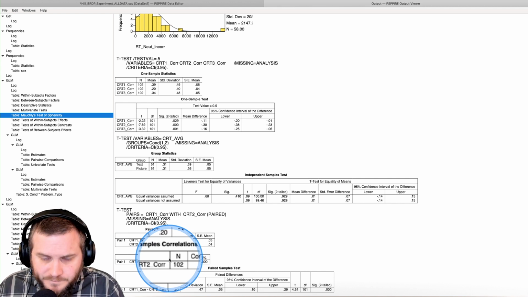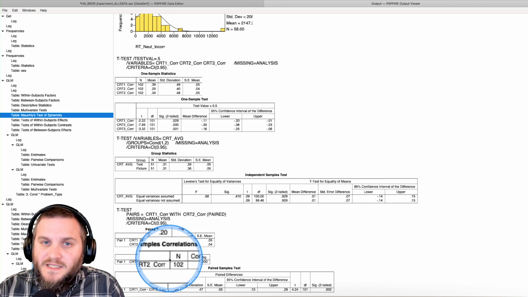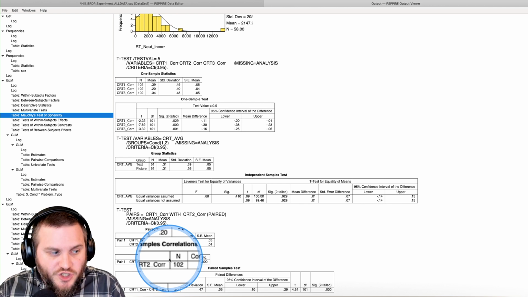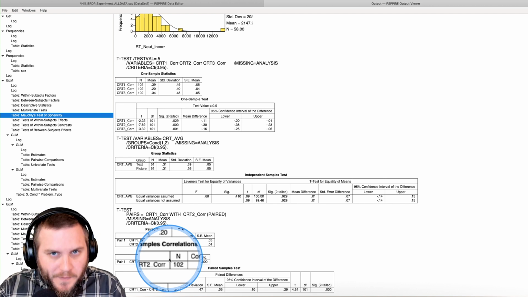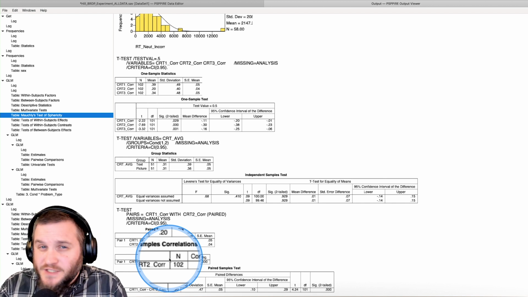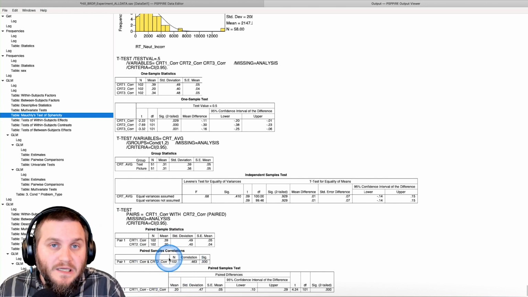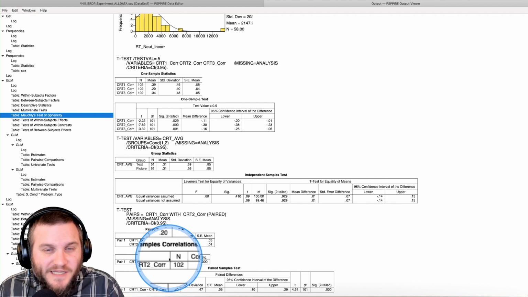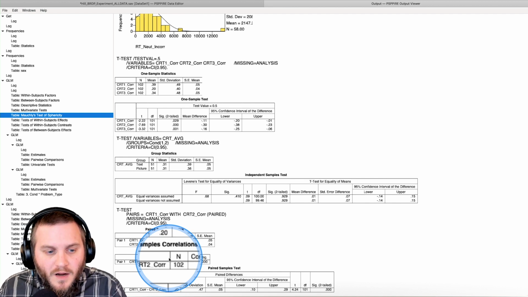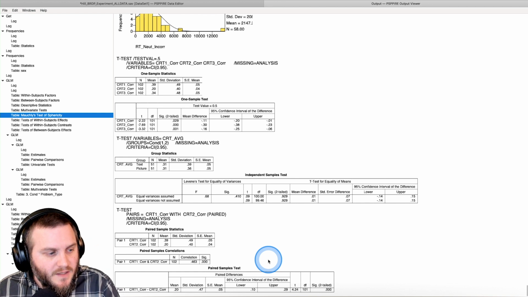Now, SPSS and PSPP are the only statistics programs that I've used that show this correlation. It's not generally super important for a paired samples t-test. You won't see it reported in any journal, to be fair. But if you do have a problem with it, then there would be something to explore as far as data cleaning or assumption checks, that sort of thing.